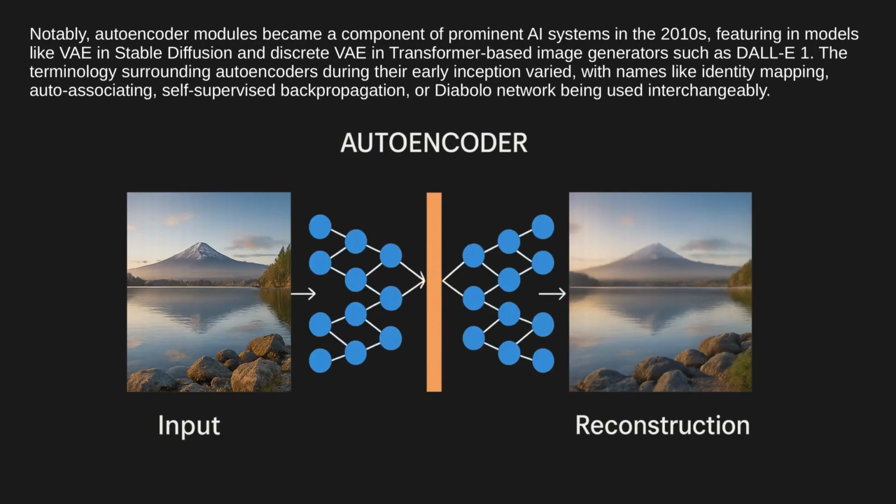Notably, autoencoder modules became a component of prominent AI systems in the 2010s, featuring in models like VAE in Stable Diffusion and discrete VAE in transformer-based image generators such as DALL-E 1. The terminology surrounding autoencoders during their early inception varied, with names like identity mapping, auto-associating, self-supervised backpropagation, or Diabolo network being used interchangeably.